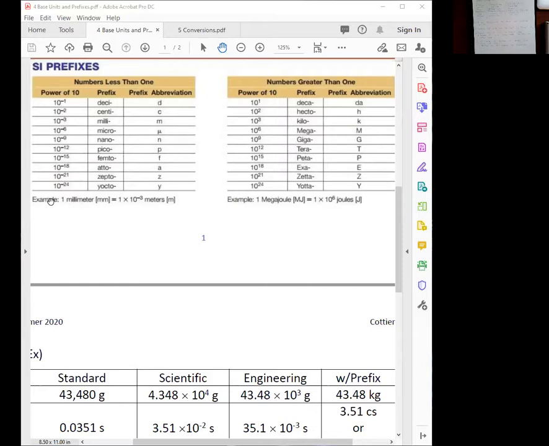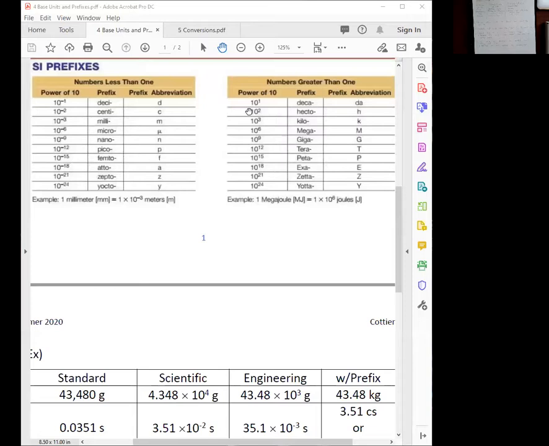So check this out. Here's an example. 1 millimeter. In other words, 1 mm means 1 times 10 to the negative 3 meters. So one of those m's means this. And that's what this is saying. Milli. Okay. So milli is 10 to the negative 3.